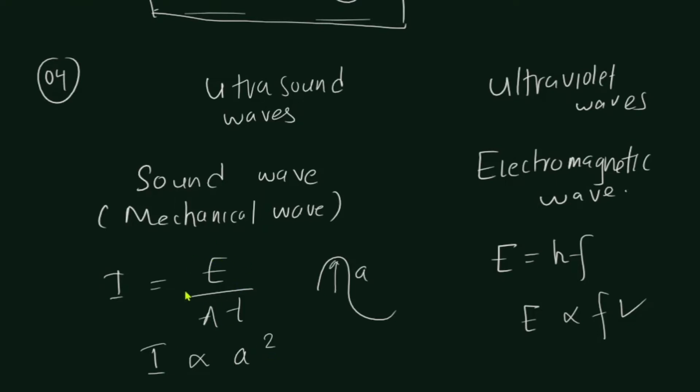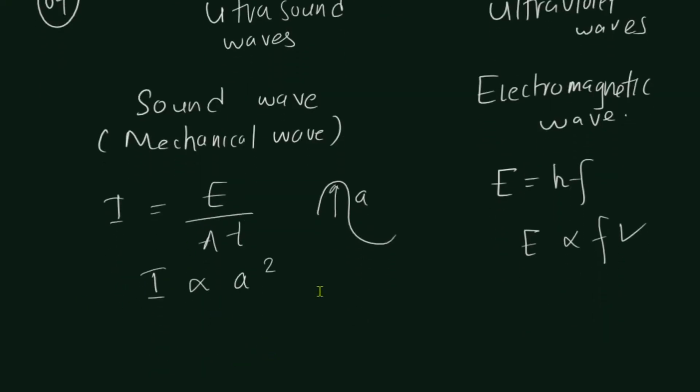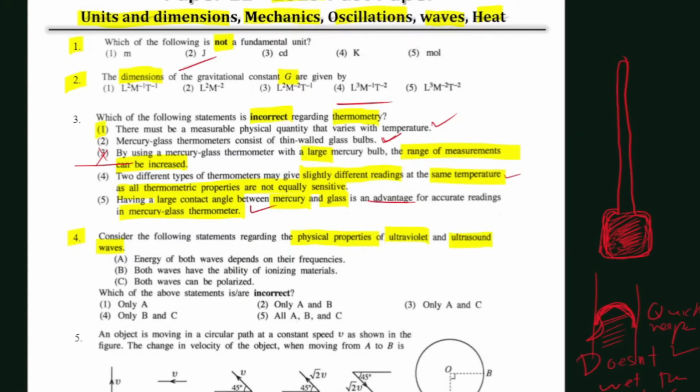So energy is proportional to the square of the amplitude. It depends on the amplitude of the wave. It doesn't depend on the frequency of the wave, right? The energy of the sound wave doesn't depend on the frequency of the wave, so you need to understand that. Therefore that statement is incorrect, right?